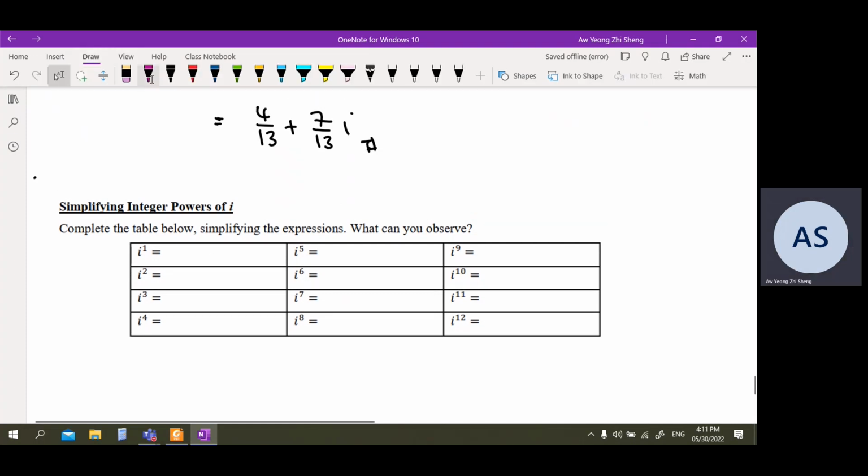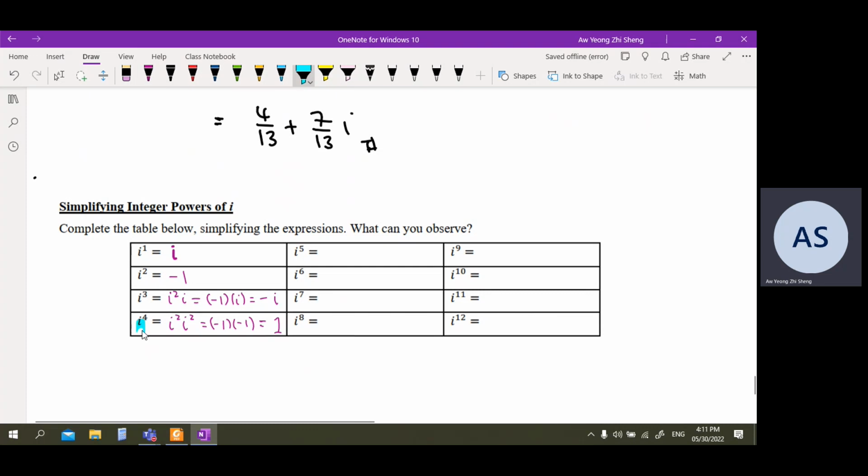Obviously, i to the power of 1 must be just i. Nothing much to talk about it. i squared, by definition, we know is -1. i cubed can be written as i squared times i, so -1 times i becomes -i. Then what is i power 4? I can interpret it as i squared times i squared, which is -1 times -1, which is just +1.